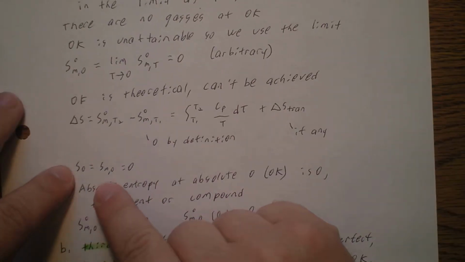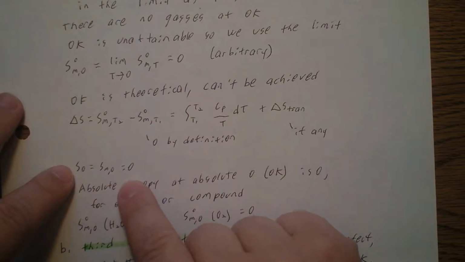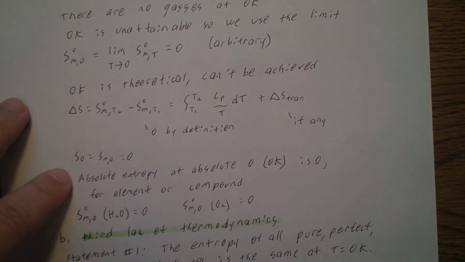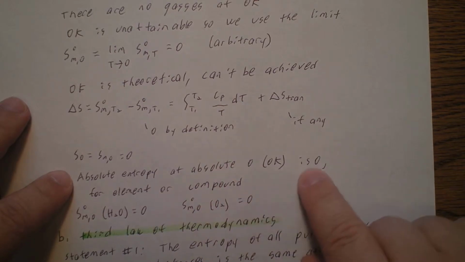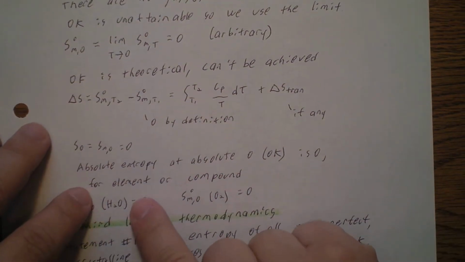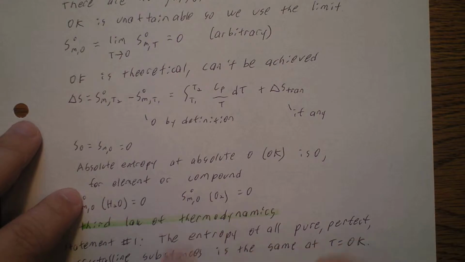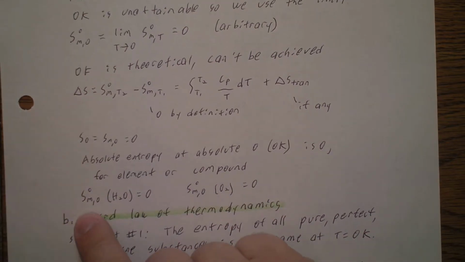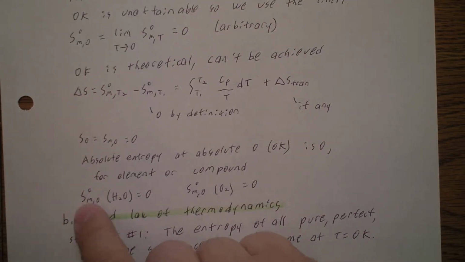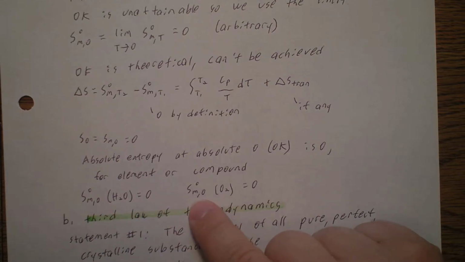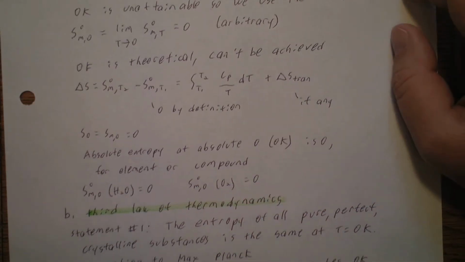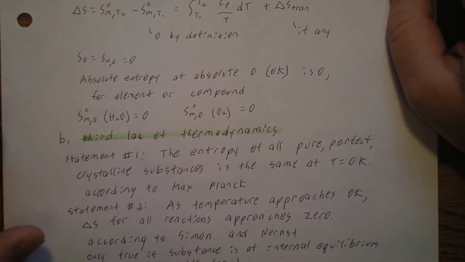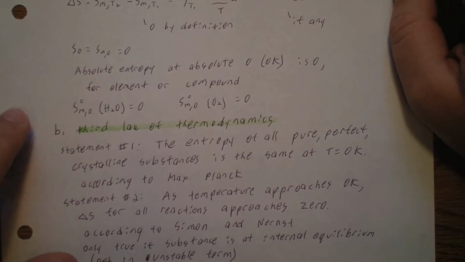So we have S0, which is just equal to S molar 0, equal to 0. So absolute entropy at absolute 0, 0 Kelvin, is 0. And this is true for elements or for compounds. So the molar entropy at 0 Kelvin in the standard state for water is 0. The molar entropy in standard state for oxygen, well, it wouldn't be gas, it'd be solid, but it'd be equal to 0. That brings us to the third law of thermodynamics.